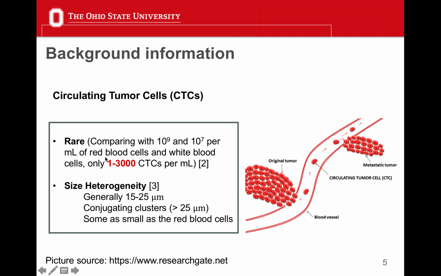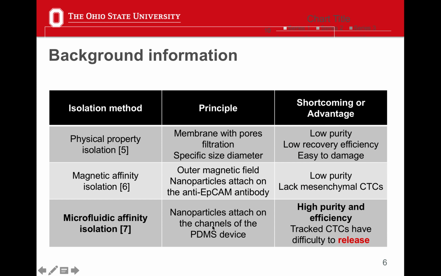Compared with the high background of red blood cells and white blood cells, they only have 1 to 3,000 per milliliter. Also, they have size heterogeneity. They usually should be 15 to 25 micrometers, but they form clusters, and some of them are as small as red blood cells.